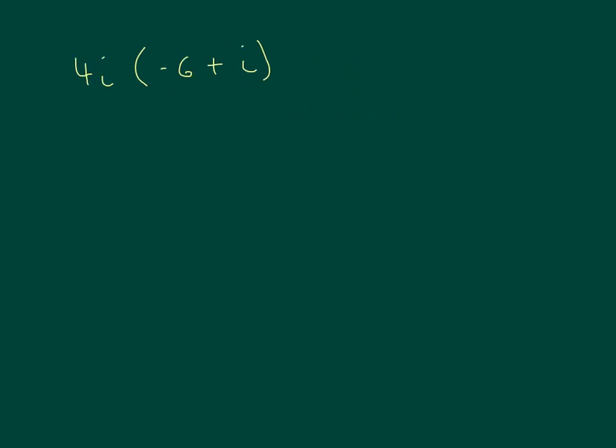And last but not least, of course, if we're going to do addition and subtraction, we definitely are going to have to perform multiplication. So let's multiply. And what are we going to do here? We have a monomial times a binomial, so we're going to distribute.